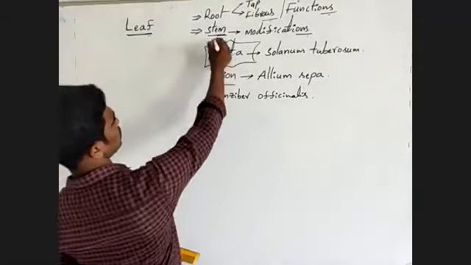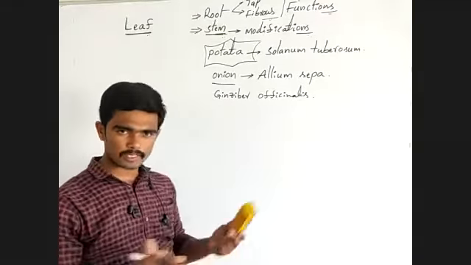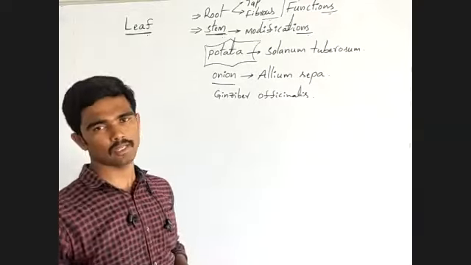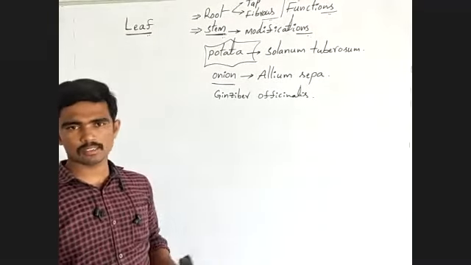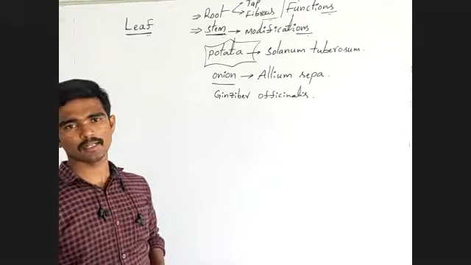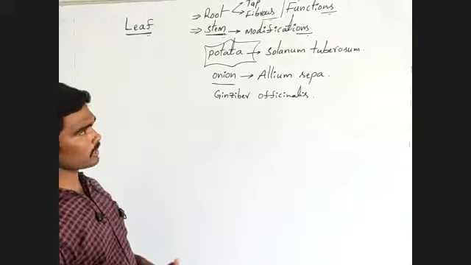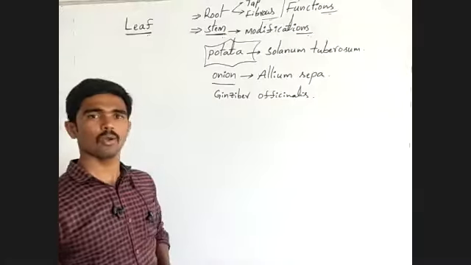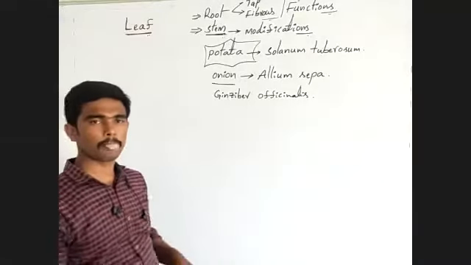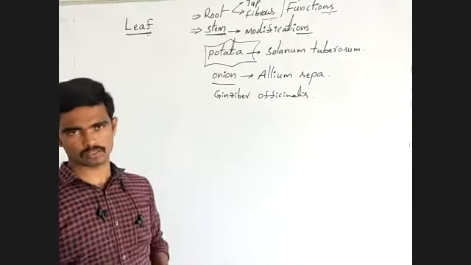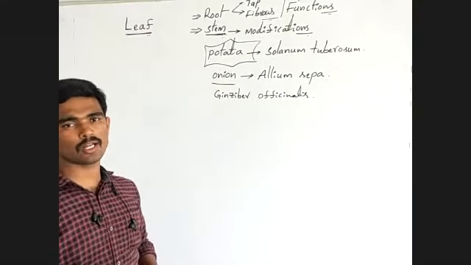These all are usually stem. Main function is stem exposes the leaves to sunlight. This is one function. Next function, transportation of water and food materials. This is another function of the stem. But in addition to those functions, to perform additional functions, stem is modified into other forms.